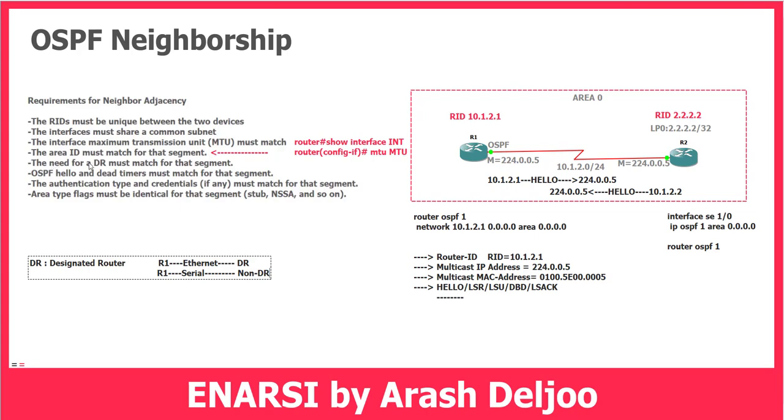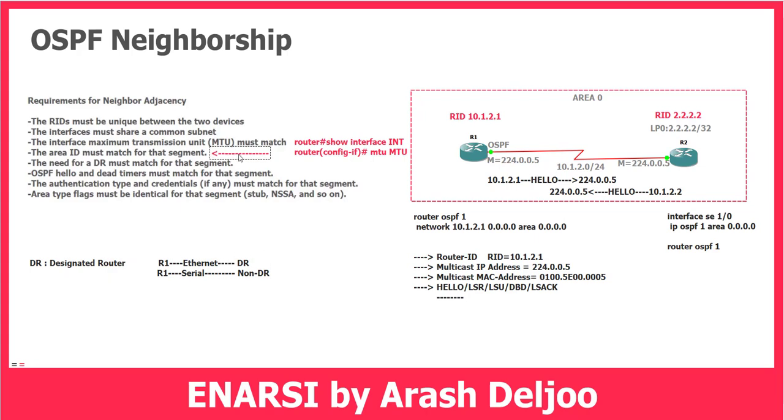Here you can see the need for a DR must match for that segment. What does it mean? It means that if the R1 interface needs to select a DR, the R2 interface also should have this need to select a DR. Or if the R1 interface doesn't need to select the DR, the R2 interface also should not need to select the DR. I will talk about that. Don't worry about the DR. This condition can be understood in the next section more than now.